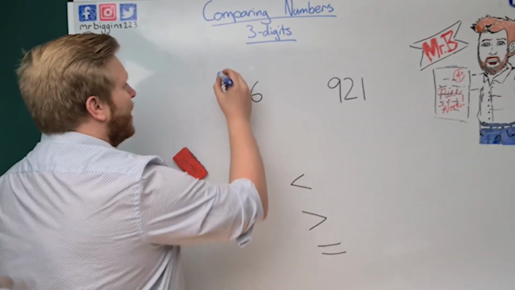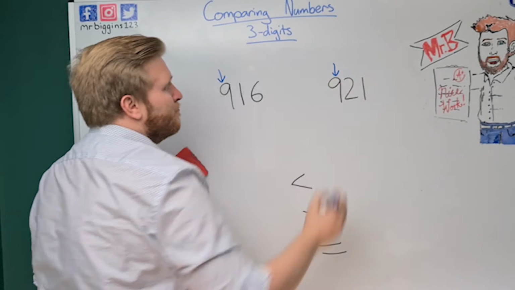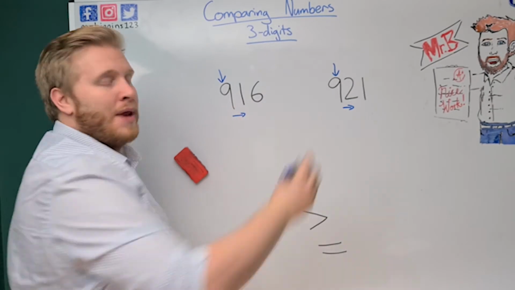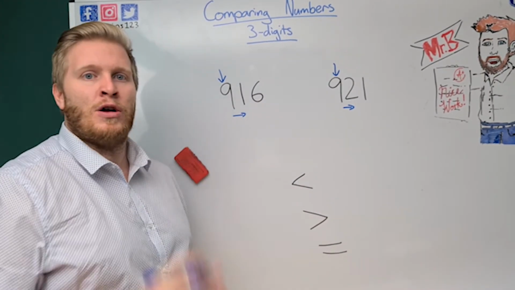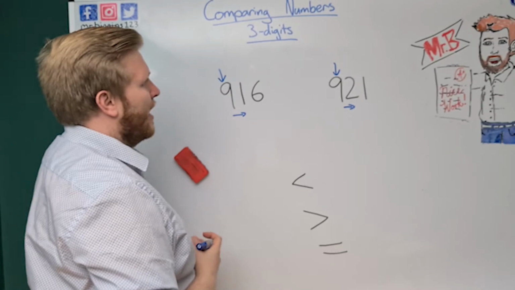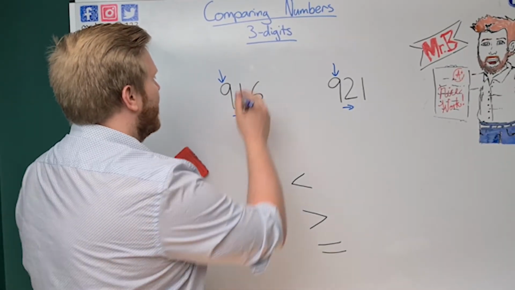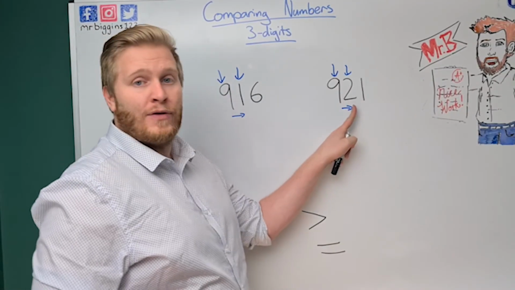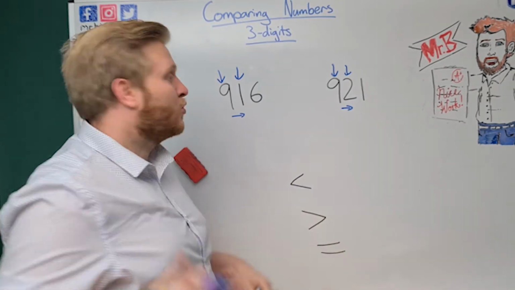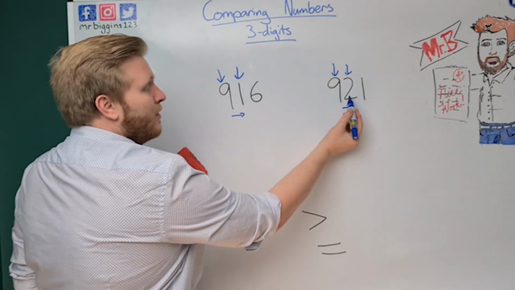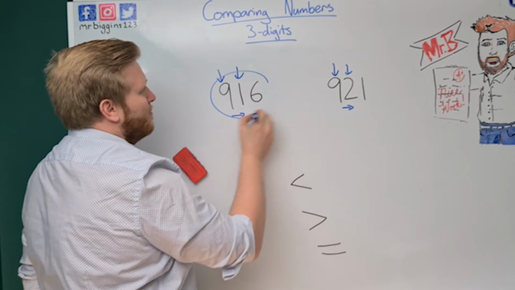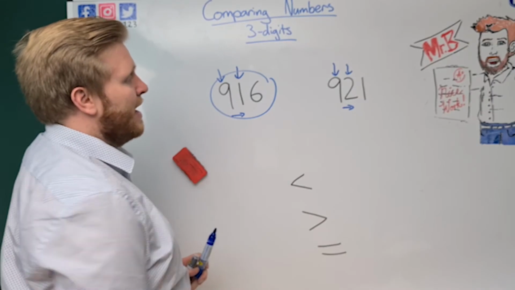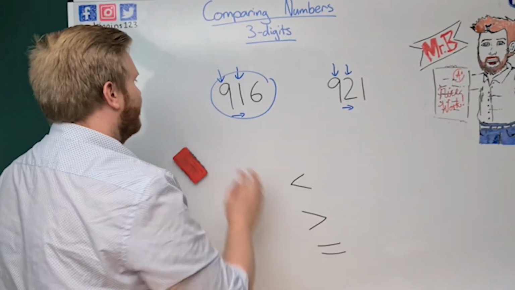Well, let's do the same. Let's look at our first digit. Both 9. So what we're going to do, move down. Both 9s, 2 900s, both the same. Neither one is smaller or bigger. So let's move down. Now we're on to this digit. That digit there, we have a 1 here and we have a 2 there. Now we have a difference. So what we can say now is, well, 1 is smaller than 2. So that must mean this number is the smallest number out of those two. 916 is smaller than 921.